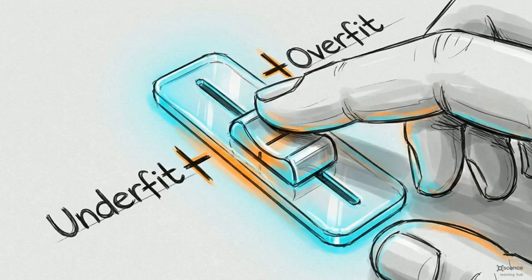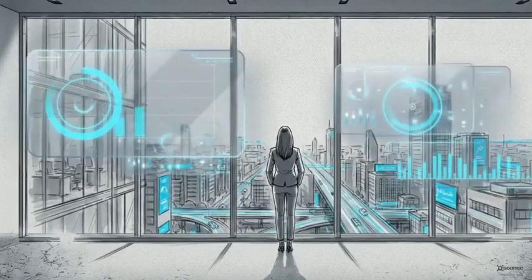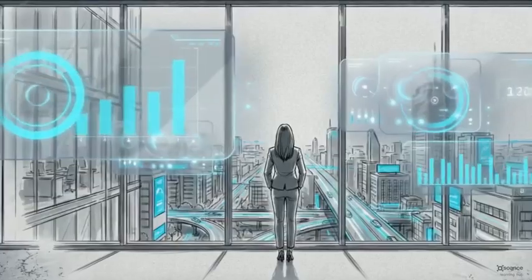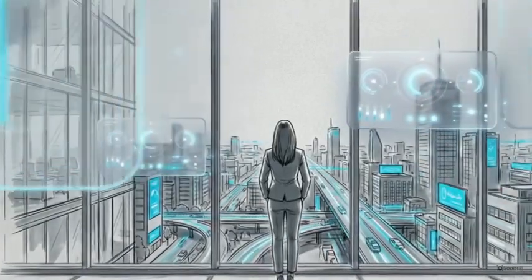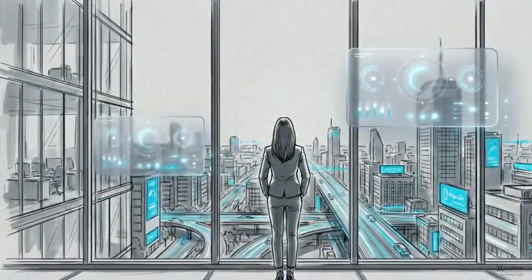Machine learning optimization is a deliberate, systematic process. It is about actively managing the trade-off between bias and variance, step by step, until your model is ready for the real world.